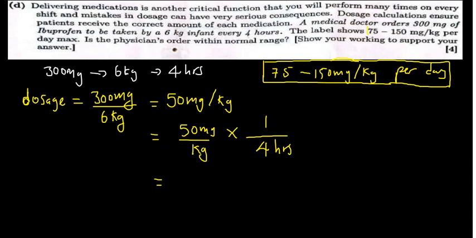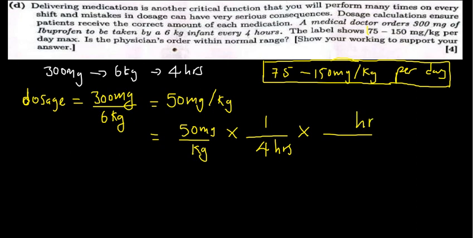The answer is going to be 12.5 milligrams per kg per hour. This hour is down, so that is going to be kg hour. Now remember, I don't want the unit to be in hours. I want it to be per day. So I'll multiply. We have hours down, so we are going to put hours on top.